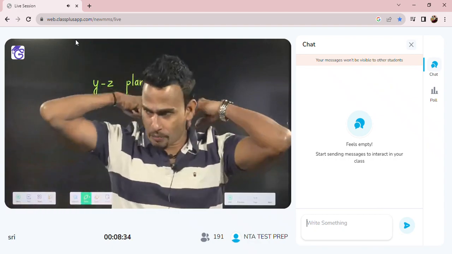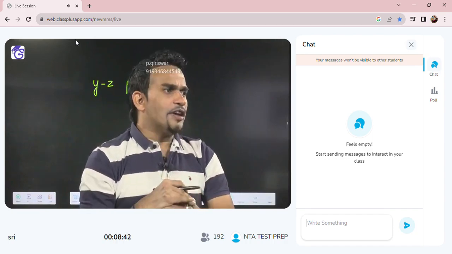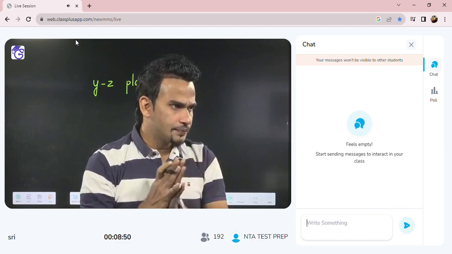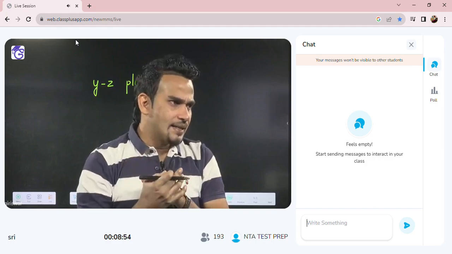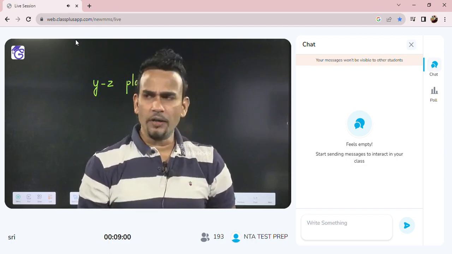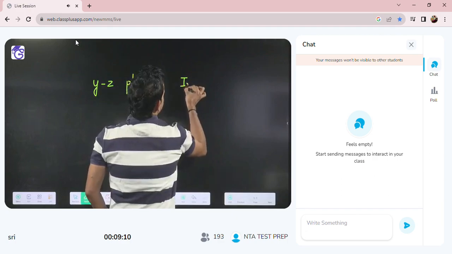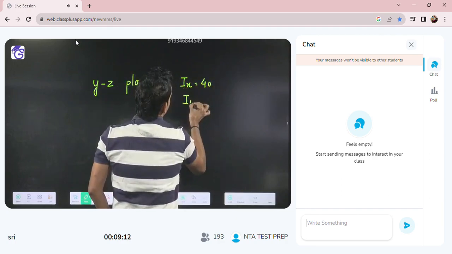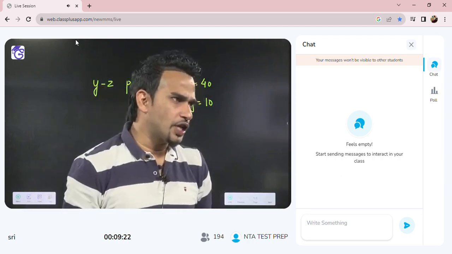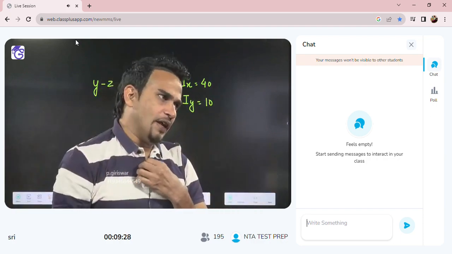A body is placed in the YZ plane, which means the body is two-dimensional. If its moment of inertia about the x-axis is 40 and about the y-axis is 10, then find its I about the z-axis. 30 will come. Okay, no problem.